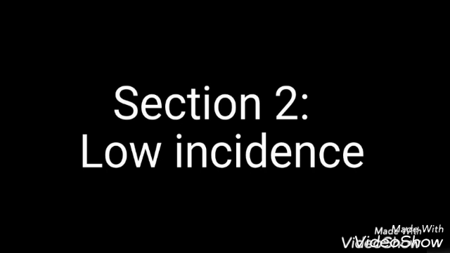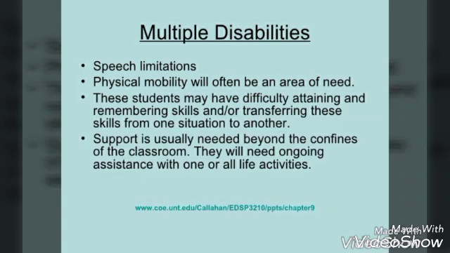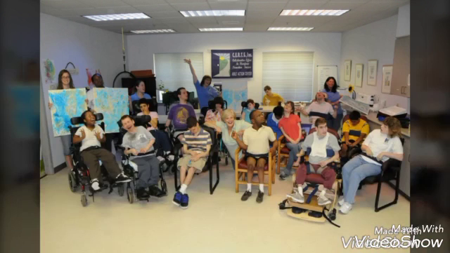Section 2 is the least common of the 2 sections, low incidence. Category 5, multiple disabilities, includes any of the disabilities such as intellectual or orthopedic impairments. Usually students with multiple disabilities have to have accommodations because their disability causes severe educational needs and they cannot be accommodated without special attention. This term does not include deaf blindness. In layman's terms, students with other disabilities are categorized under this category.